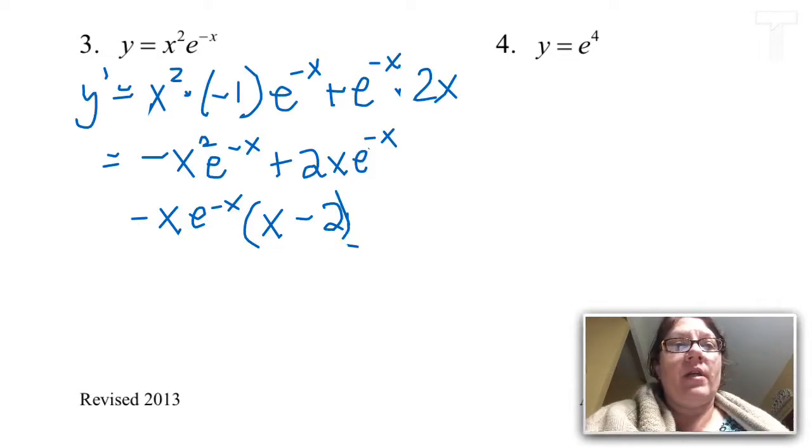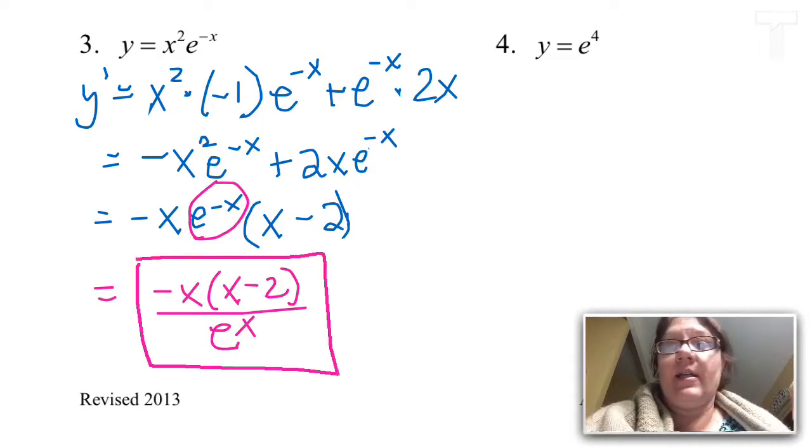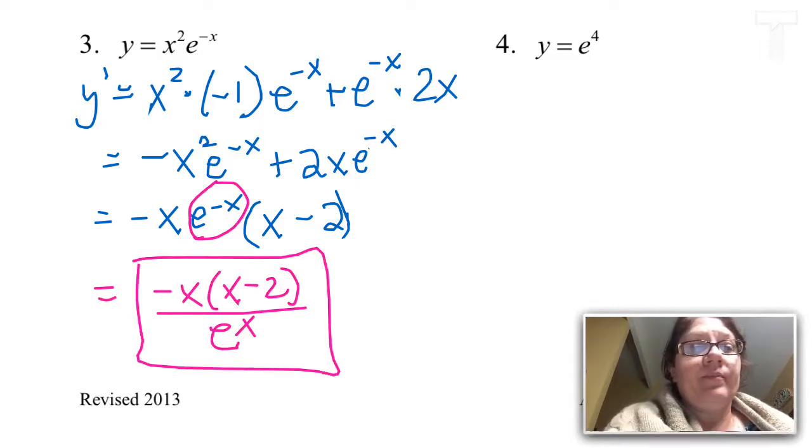And, oops, I don't want to do that yet. If I don't want negative exponents, I can put the e to the negative x on bottom. So I'll have negative x, x minus 2 on top, over e to the positive x. Nice and neat and tidy and legal.